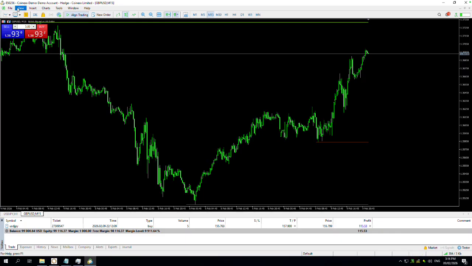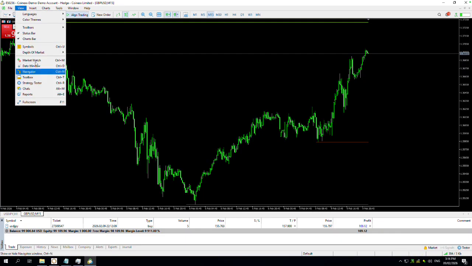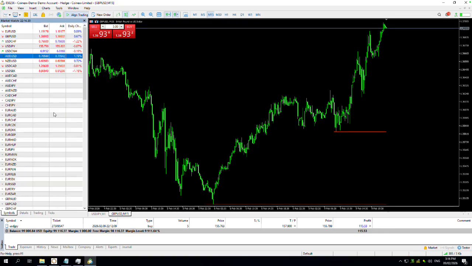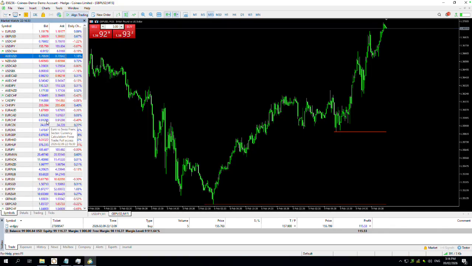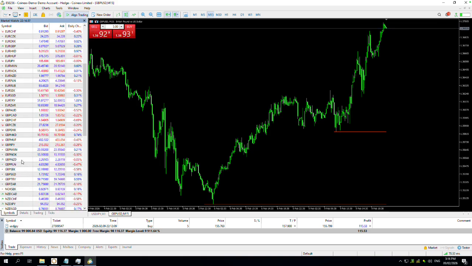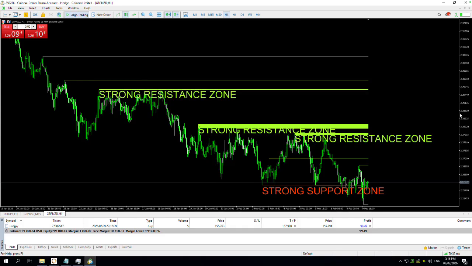Let's look at just maybe one more currency pair. Let's go to the Market Watch. I'm going to show all pairs, and let's look at maybe something more volatile. Let's look at potentially maybe GBP NZD. Yeah, so here we are. So a little bit more of a big mover. What time frame? We're on the 1 hour time frame here.